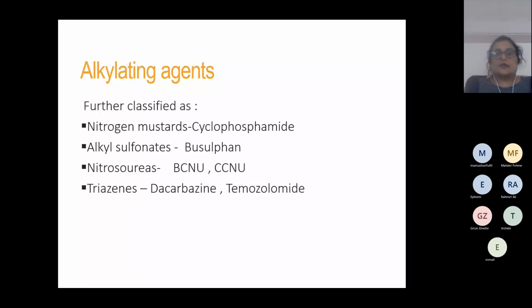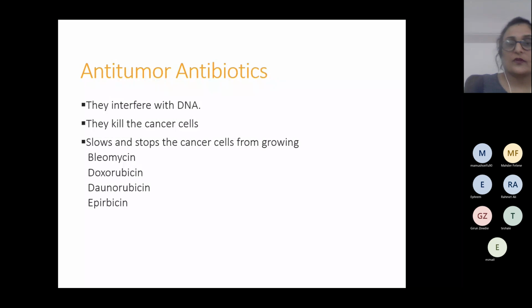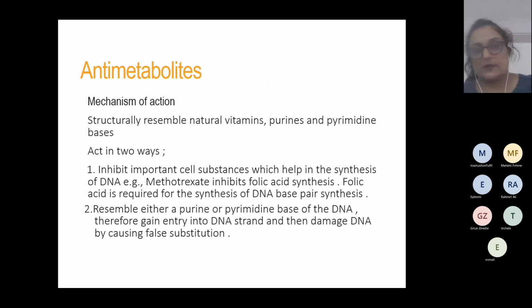They can be further classified as nitrogen mustards, alkyl sulfonates, nitrosoureas, and triazines because of the alkyl group present in it. We have cyclophosphamide, busulfan, triazine, dacarbazine, and even temozolomide. So these are the drugs that we have which are the alkylating agents. Antitumor antibiotics interfere with DNA. They kill the cancer cells. They slow and stop the cancer cells from growing. Like bleomycin, doxorubicin, daunorubicin, and epirubicin. These are all the 4 drugs which come under antitumor antibiotics.